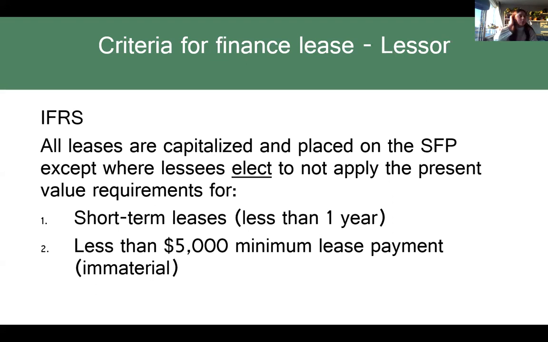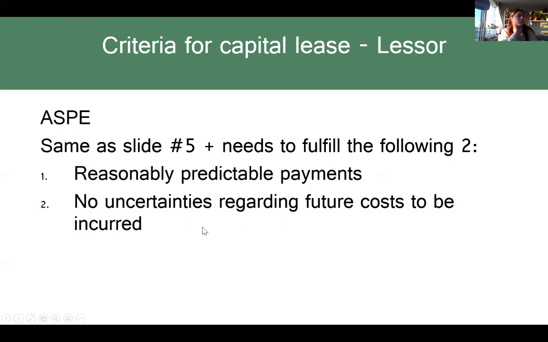Under IFRS, for the lessor, it's the same criteria as for the lessee. So they have to elect to have an operating lease, and the two criteria are the same. For ASPE, same three criteria as we just saw, but the lessor needs to fulfill also the following two criteria. So they must have these two fulfilled, yes, yes, for sure, to have a capital lease. If they don't fulfill it, but they fulfill one of the other three, it doesn't count. It's going to be an operating lease.